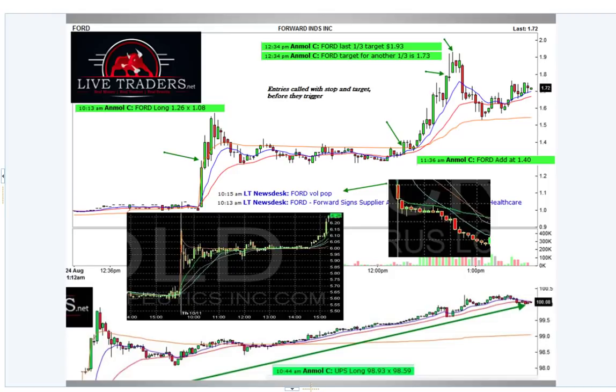If you want, you can take off all the moving averages. Just put a VWAP on there, okay? And you will find out these things work like a charm, all right?